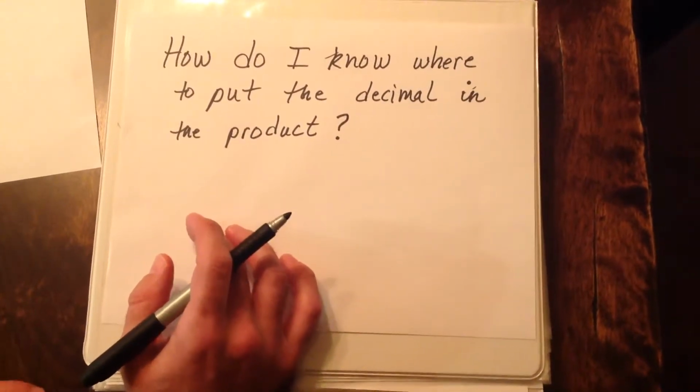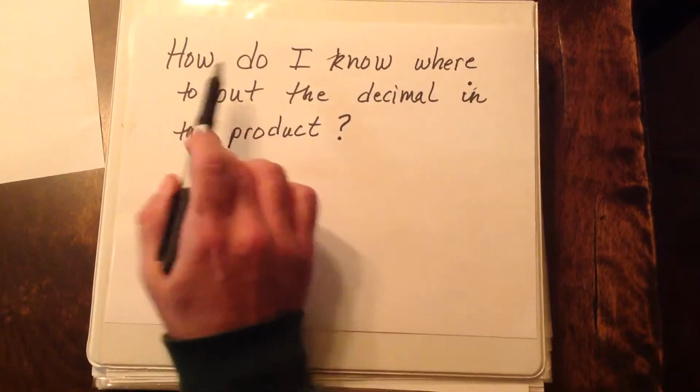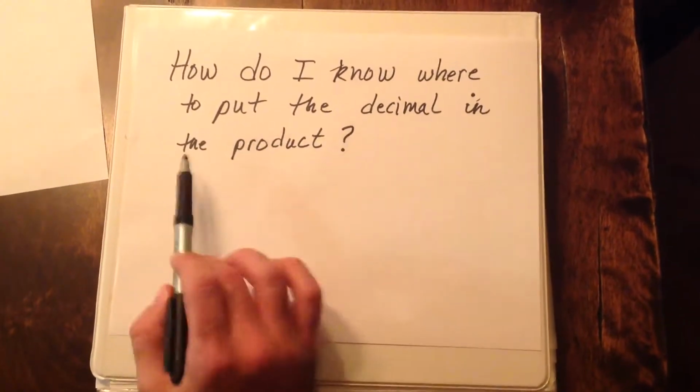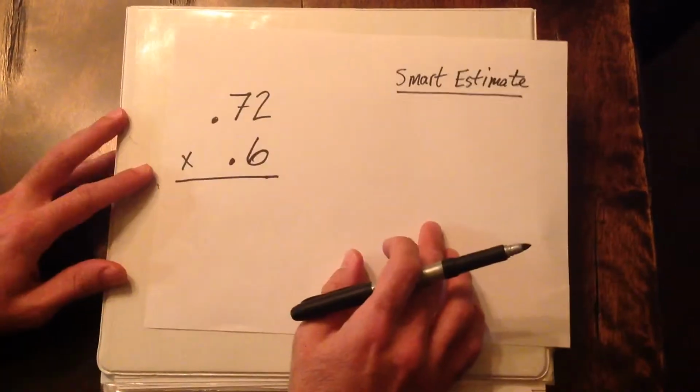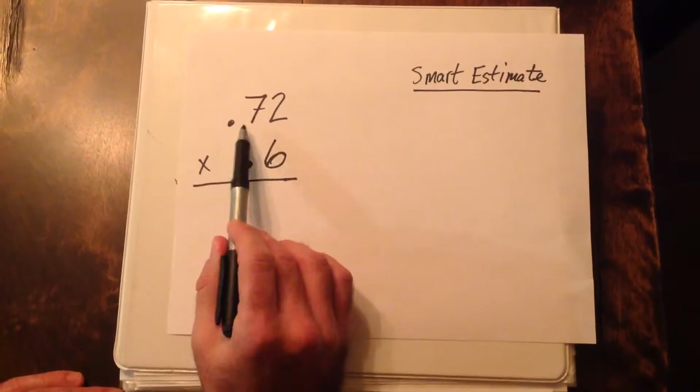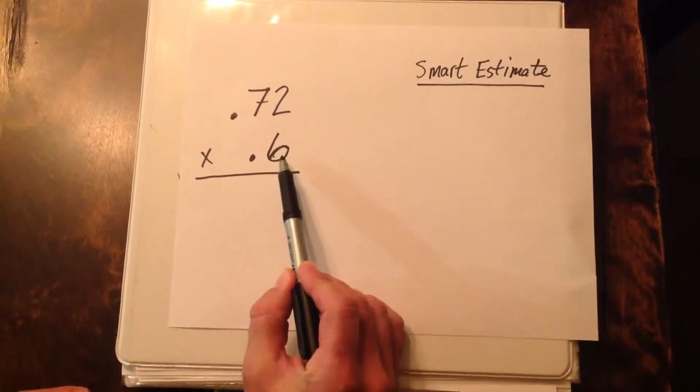All right, today guys, we are going to talk about how do I know where to put the decimal in the product when I'm multiplying decimals. The first problem that we're going to do is we're going to multiply 72 hundredths times 6 tenths.